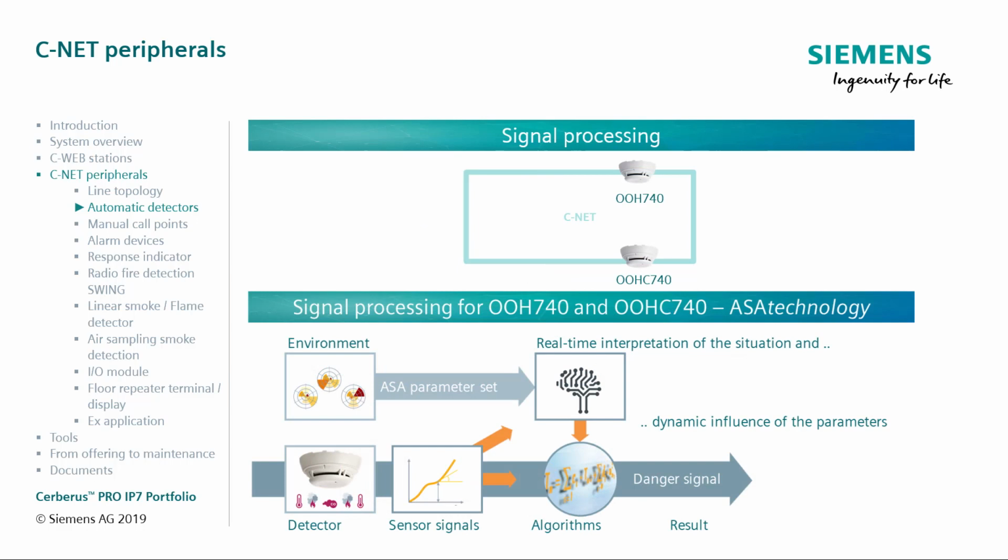The second method involves ASA technology. ASA stands for Advanced Signal Analysis for Neural Fire Detectors. It represents the next step in algorithm technology.